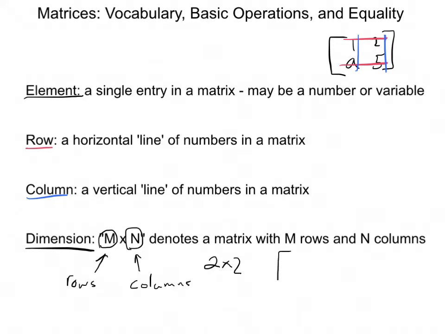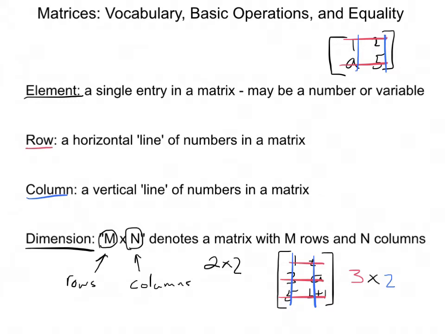If I drew a matrix like this, 1, 2, 3, A, 5, B plus 1, what would the dimension of that matrix be? Well, we counted out. How many rows does it have? It has 1, 2, 3 rows. So this is 3 by. And how many columns does it have? It has 1, 2 columns. So 3 by 2. That's a 3 by 2 matrix.